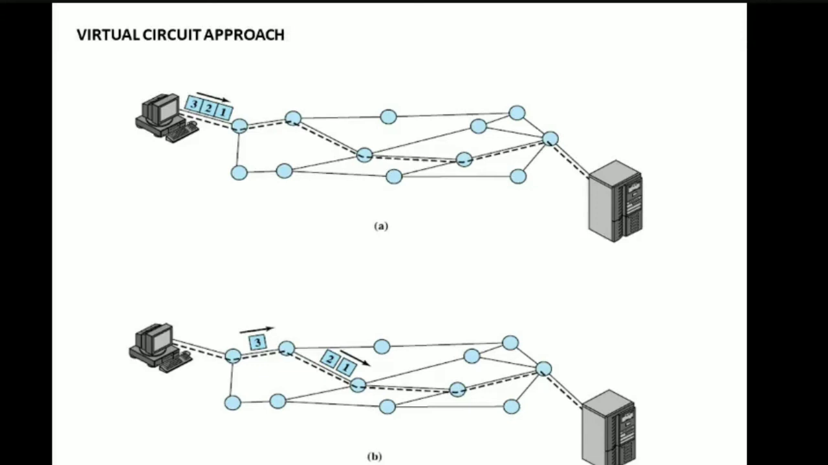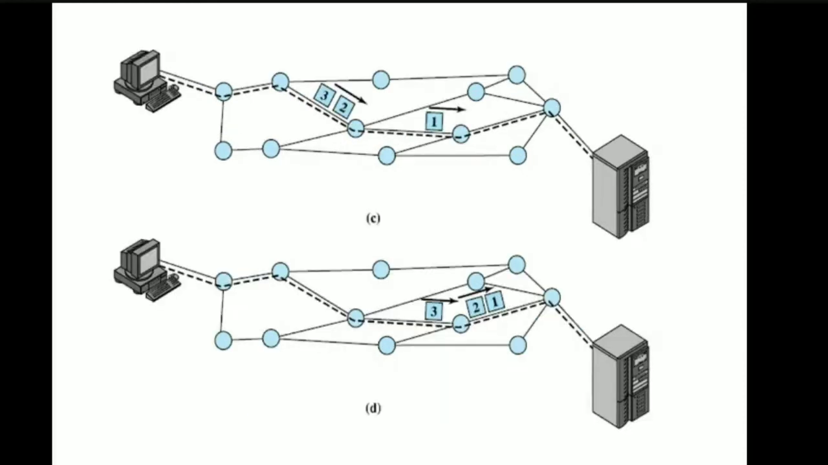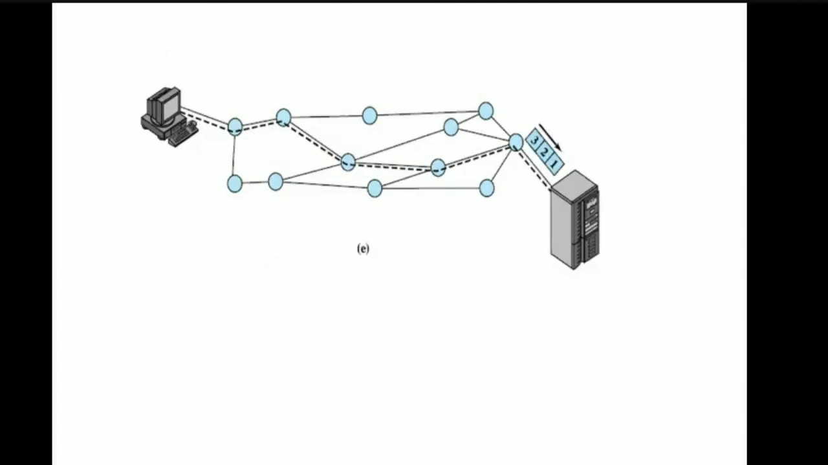If you see in diagram A, first of all the circuit has been established. Now packets 1, 2 and 3 are all following the same route. In C also, if you see, 1 is going in that route and 2 and 3 are also going in the same route. Finally they reach the destination. So this is how the virtual circuit approach works.